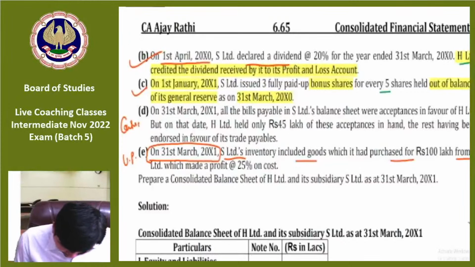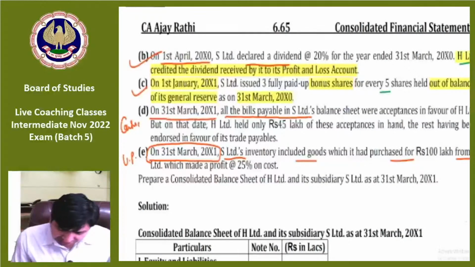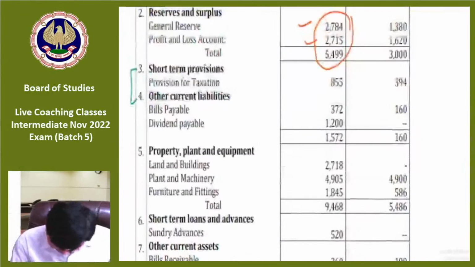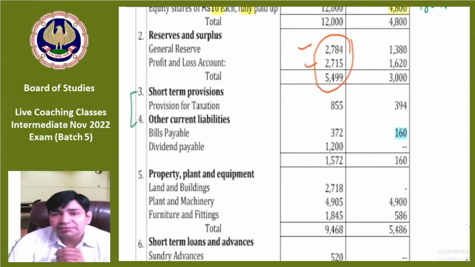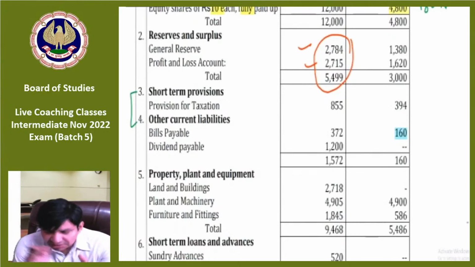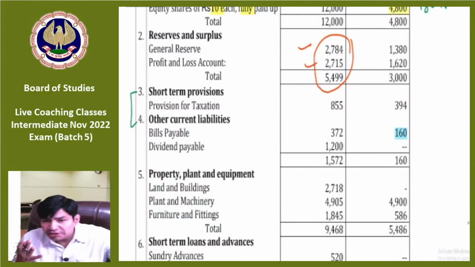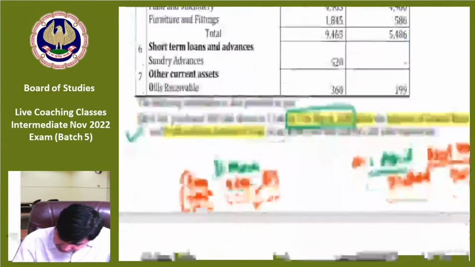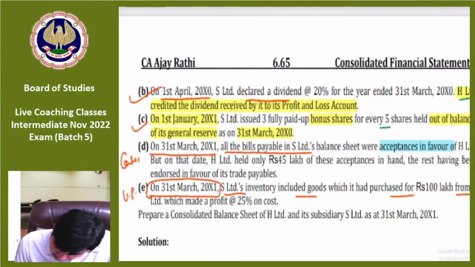The question is saying that on 31st March 2021, all the bills payable of S Limited in the balance sheet, which are showing 160 as bills payable, were accepted in favor of the holding company only.